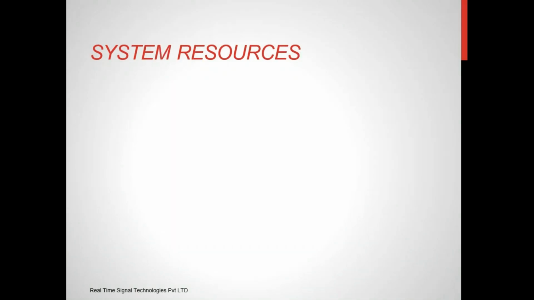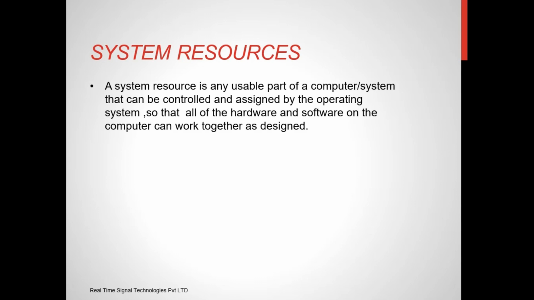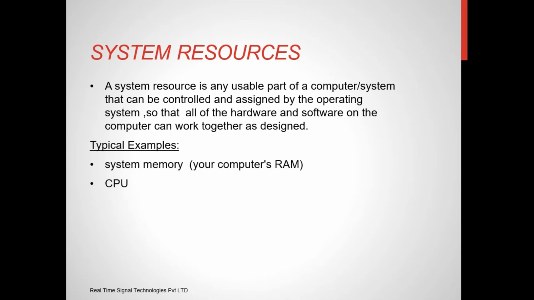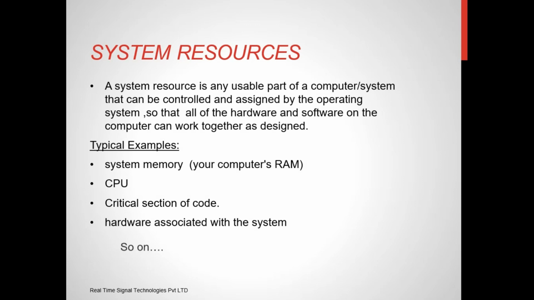A system resource is any usable part of a computer system that can be controlled and assigned by the operating system, so that all of the hardware and software on the computer can work together as designed. System memory, CPU, other hardware associated to the system. These are some of the resources that have to be managed by the real-time operating system.